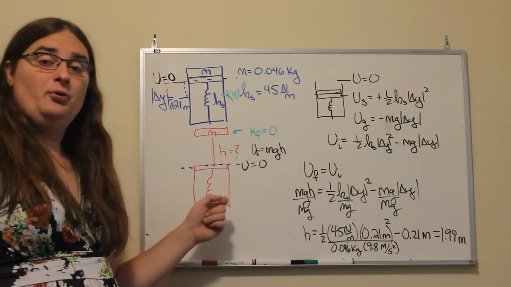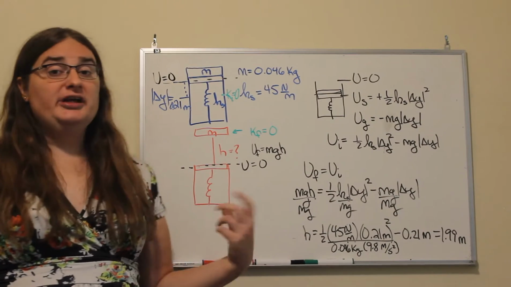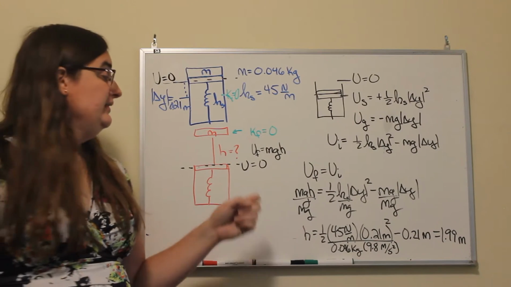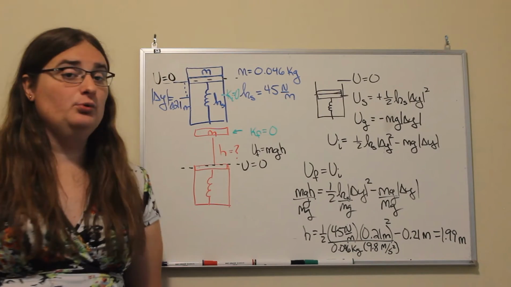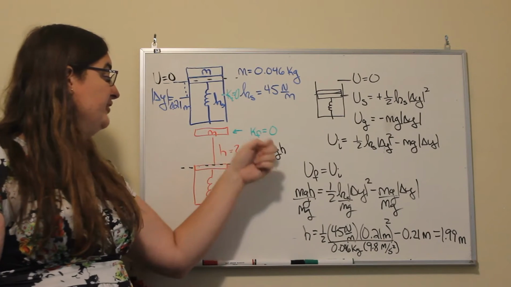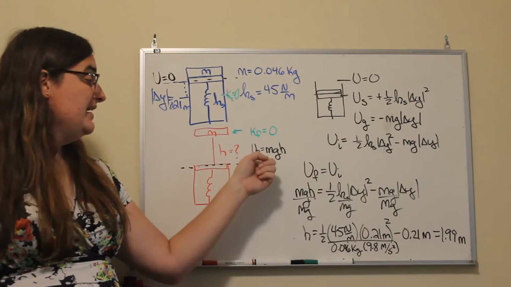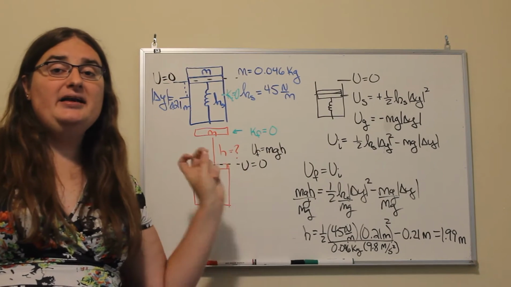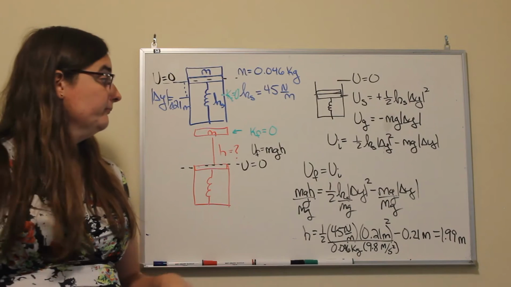Looking at the end point, my spring would be fully uncompressed, so there'd be no potential energy in the spring. At its highest point, the object would be stopped, so there's no kinetic energy, and my final potential energy would be the mass of my object times the strength of gravity times the height above the launcher.